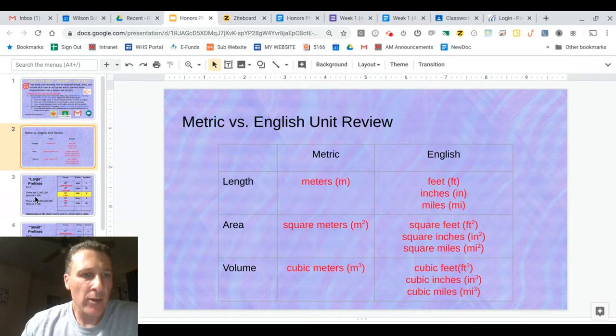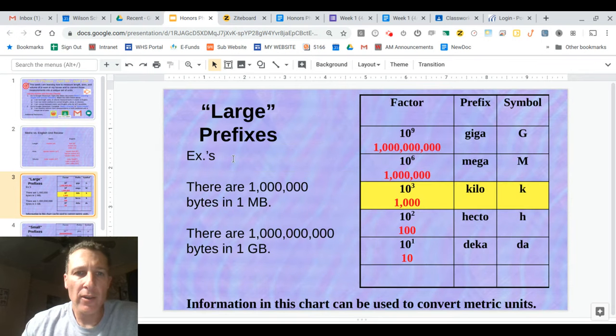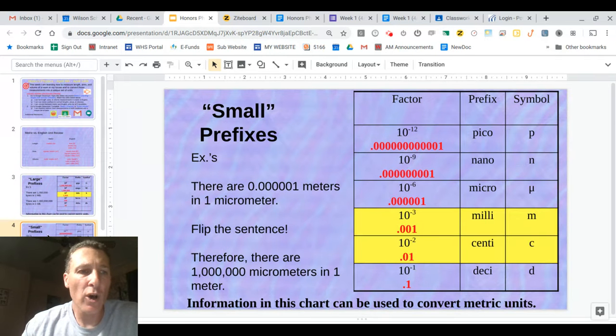In metric, we usually use the prefixes, right? These are all our large prefixes, things that are greater than one. We're familiar with kilo means 1,000, mega means 1,000,000. These are ones that you're pretty familiar with. Small prefixes tend to be a little bit more confusing just because we don't like numbers less than one. Centi and milli, right? A centimeter is a 100th of a meter, milli is a 1,000th of a meter, and so on.